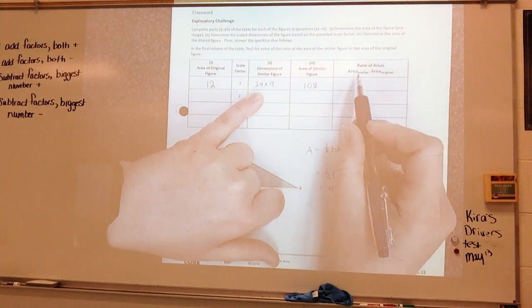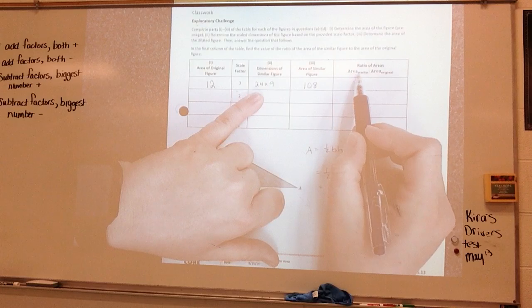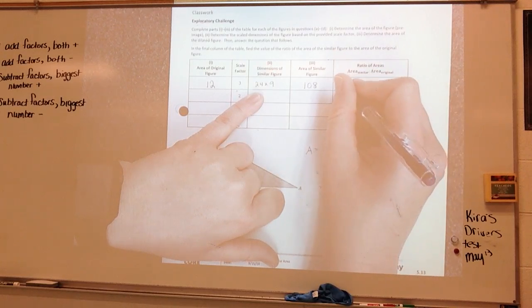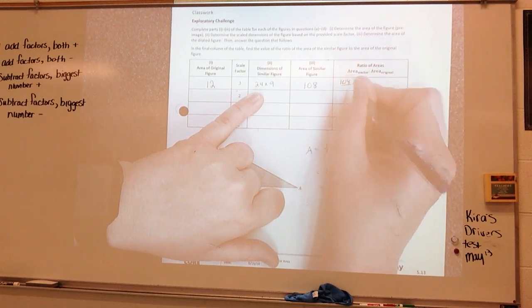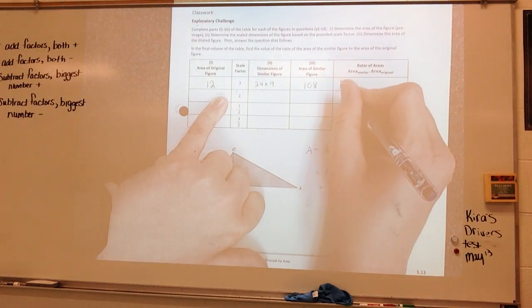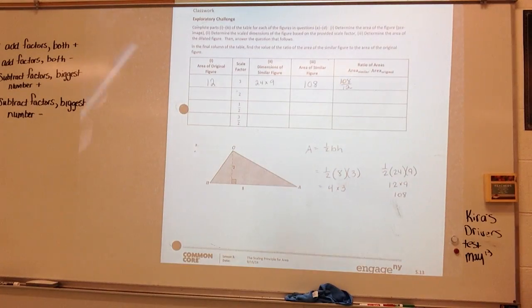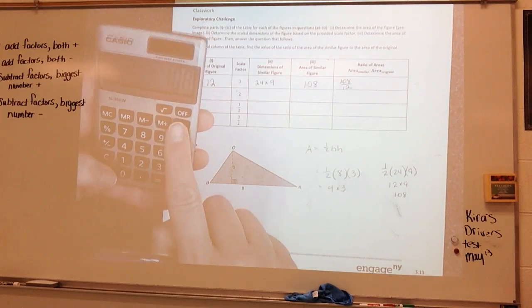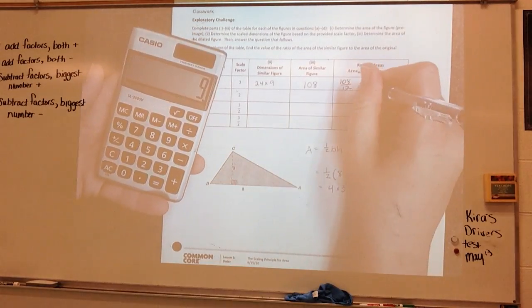Alright. So then the ratio would be the area of the similar triangle, so 108, over the area of the original, so 108 divided by 12 would equal 9.